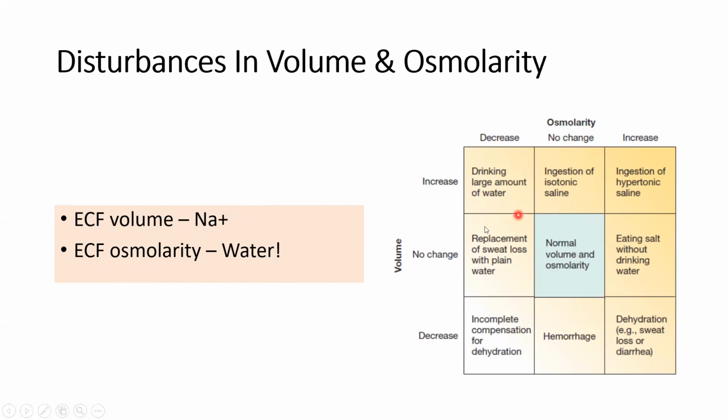This is a nice diagram that I found. On this side, you have volume and three scenarios: increase, no change, decrease, and then you have osmolarity. Again, you have three columns: decrease, no change, and increase. In the center, you have normal volume and osmolarity. So this is where there is no volume change and there is no osmolarity change.